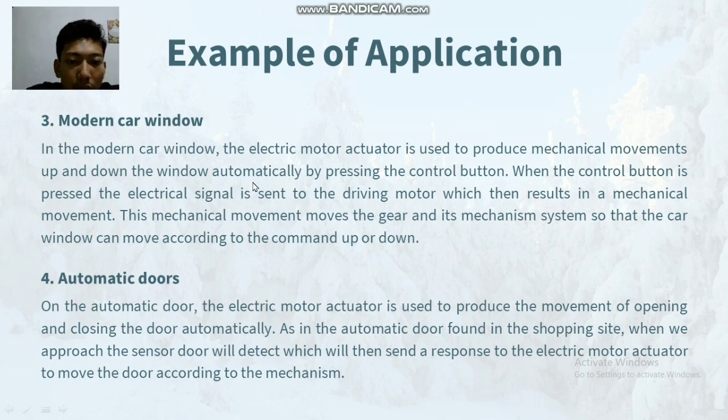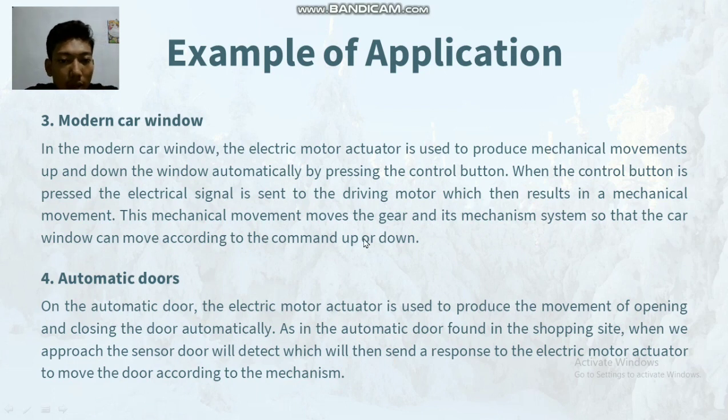In the modern car window, the electric motor actuator is used to produce mechanical movement up and down of the window automatically by pressing the control button. When the control button is pressed, the electrical signal is sent to the driving motor, which then results in a mechanical movement. This mechanical movement moves the gear and its mechanism system so that the car window can move according to the command, up or down.